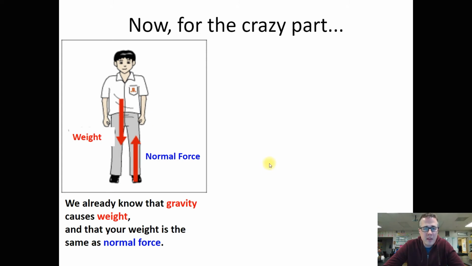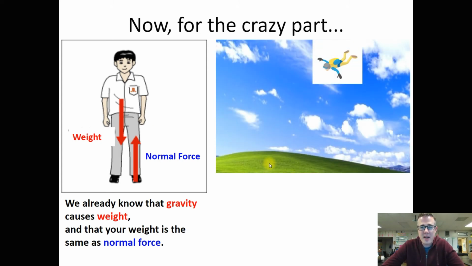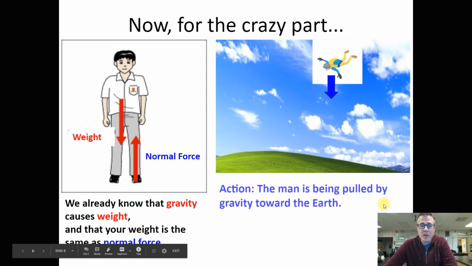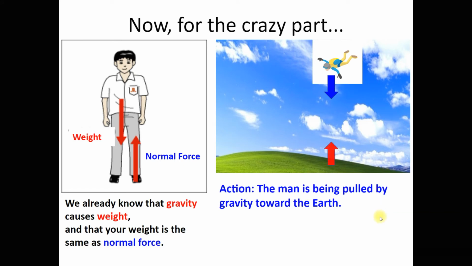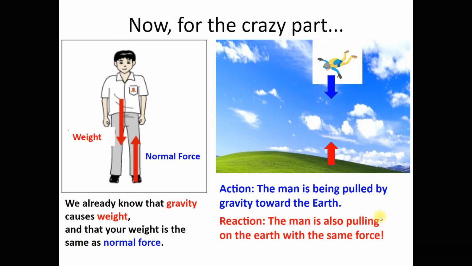Well, let's think about something that's a little bit crazier. Let's go back to the skydiver for just a second. As that skydiver is falling towards the Earth, he still has a weight. He's got mass. The acceleration of gravity is pulling him down. So he's still got a downward force due to his weight. Gravity is still a thing. So there is a force caused by gravity pulling him down. Well, that means that there must also be a force in the other direction. So his action, the man being pulled down by gravity towards the Earth, but there also has to be an upward arrow too. That means that the man is also pulling on the Earth, and with the same amount of force. Think about that for a second.